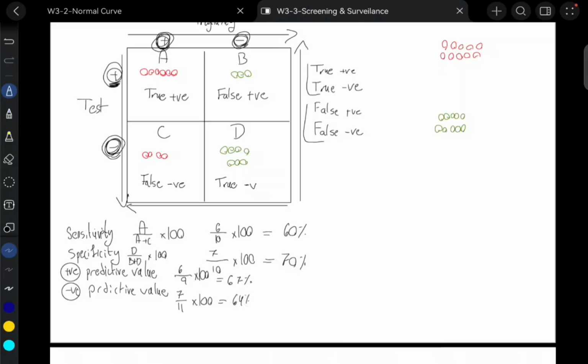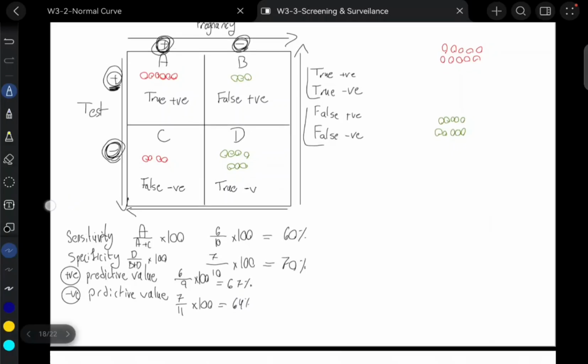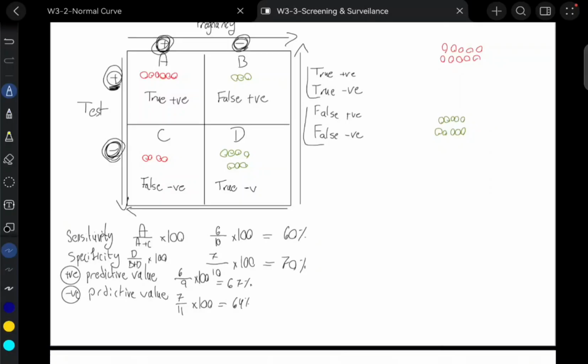Okay, so the predictive value, I'm predicting, if we're talking about the positive predictive value, that of the positive results, how many were true and how many were false. And same for the negative, how many were true negative and how many were false negative. And this will also increase the accuracy of my tests.